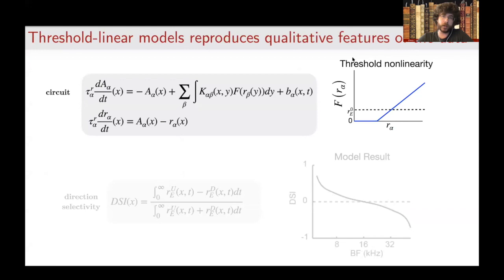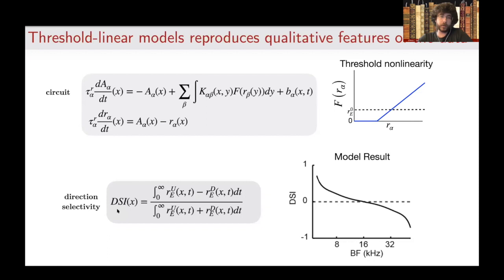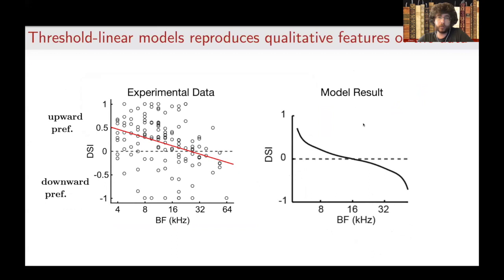With these components in the model, we can define a similar DSI calculation and see that DSI arises in this circuit in a similar way to what was seen experimentally. Again, we have the model result here and the experimental data on the left-hand side, and we see a similar thing. Low preferring frequency neurons have a positive DSI, and there is a nice transition to negative DSI as you move across the tonotopy.